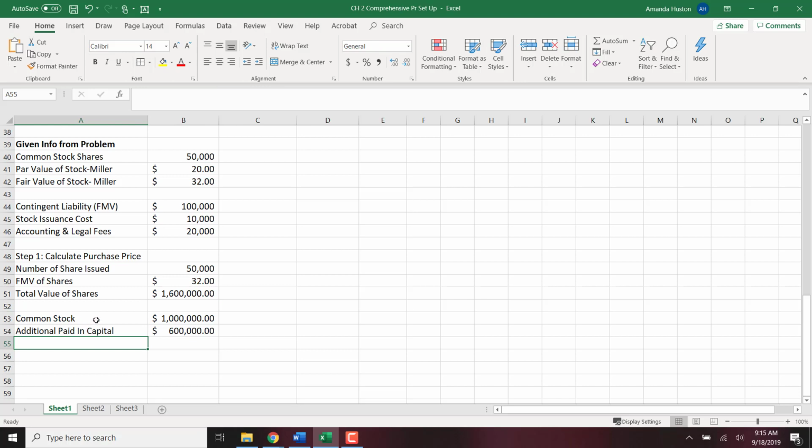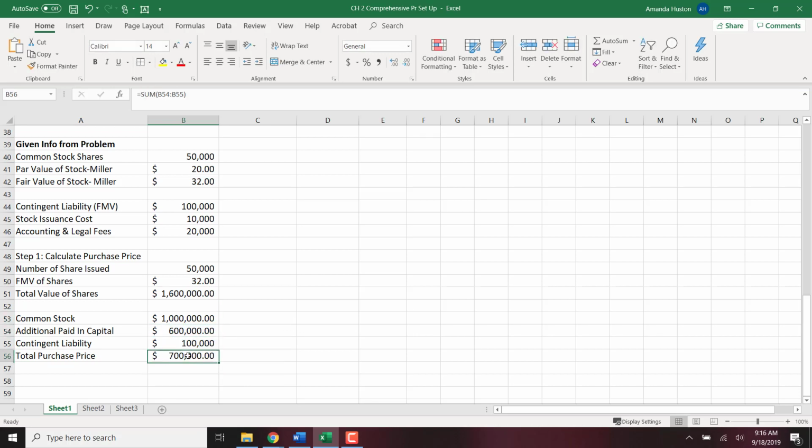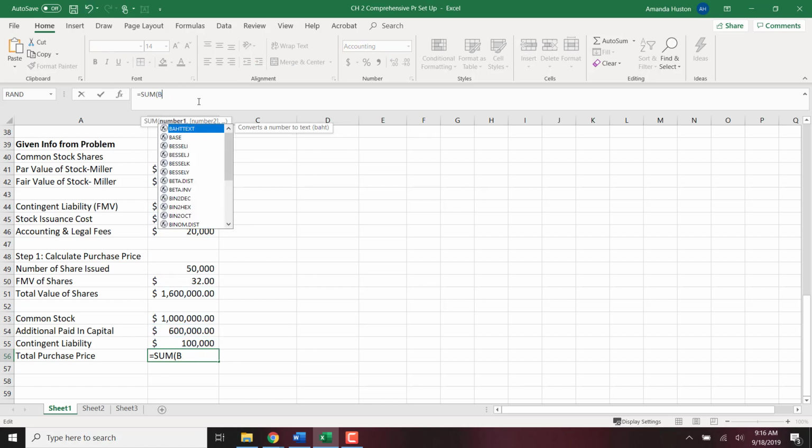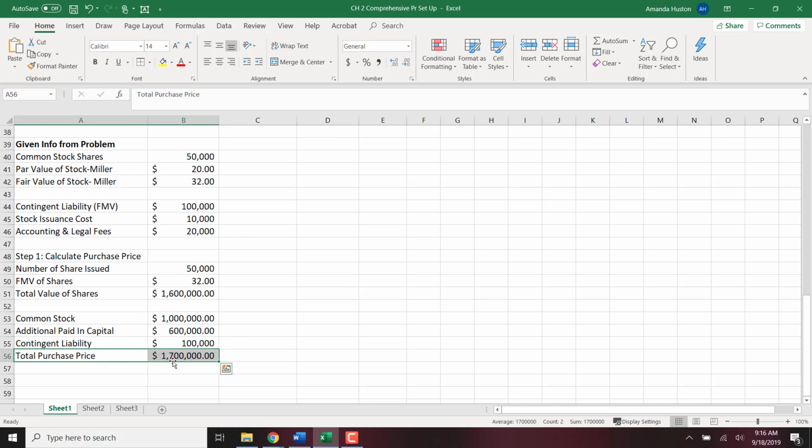So, and then we have a contingent liability. So that's all part of the purchase price. Liability equals 100,000. So total purchase price equals purchase price, there we go. So the total purchase price that they paid to acquire all of Richmond is $1,700,000.